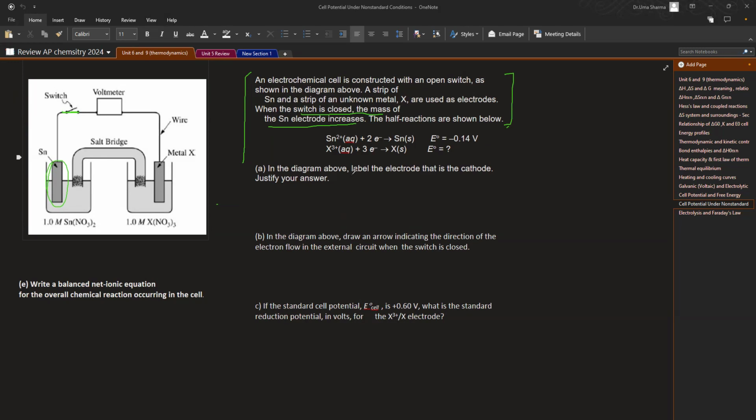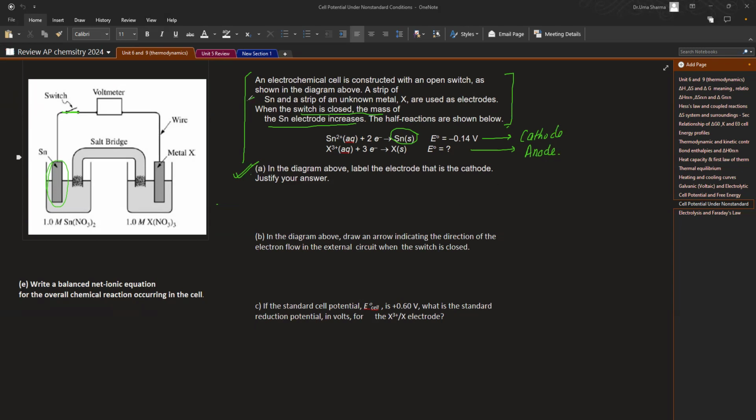Yes, see children, Atharva and Sanjana identified that this is cathode because the mass is increasing. Mass increasing means more tin is formed. If this is cathode, then what is this? Anode. We answered the A part. A part is done. And how did you identify this?